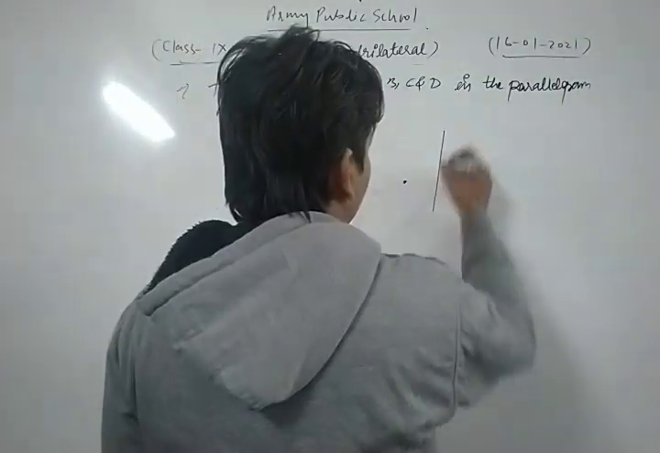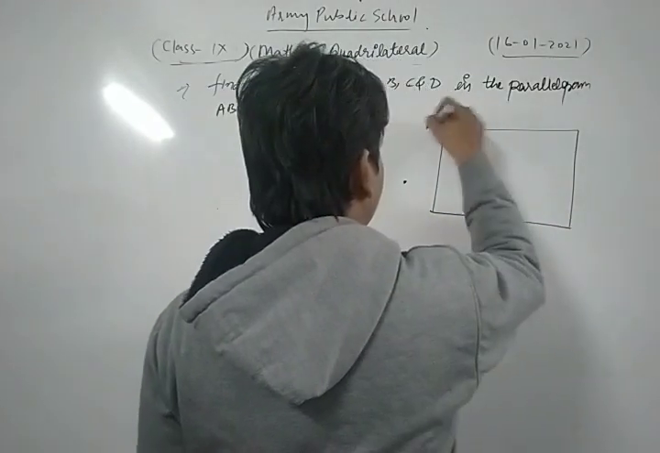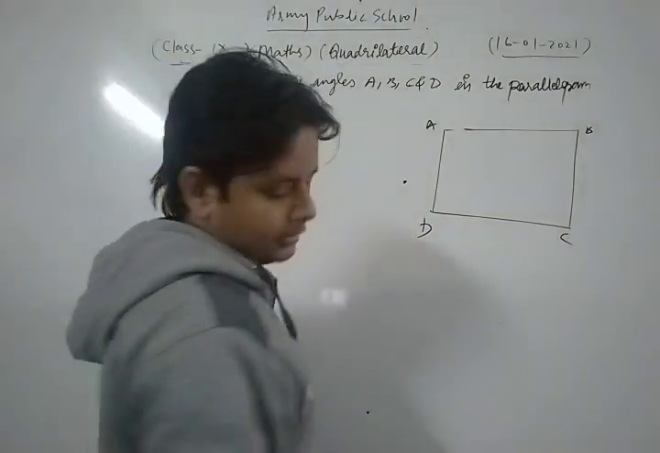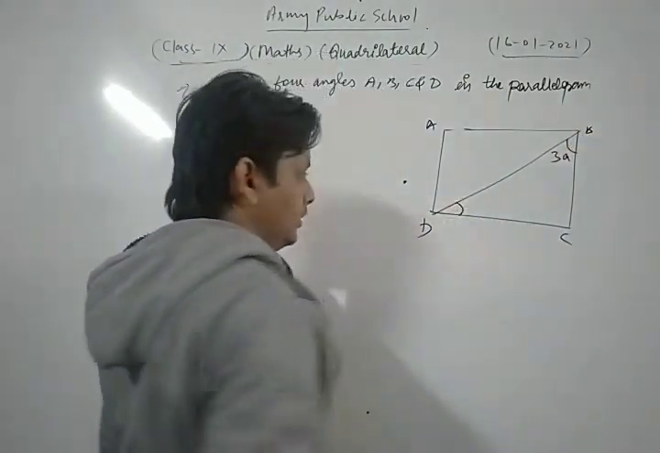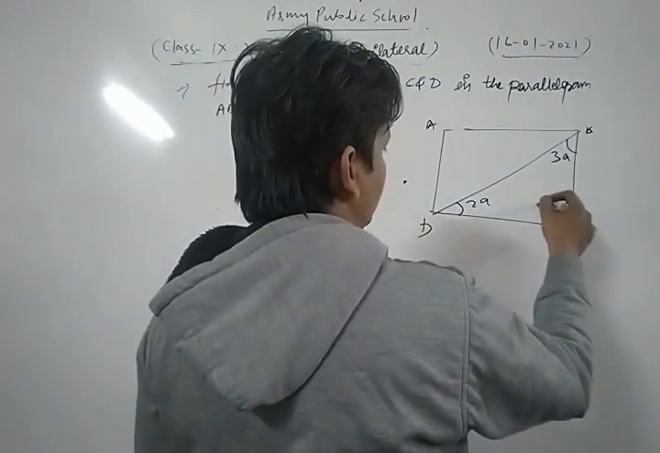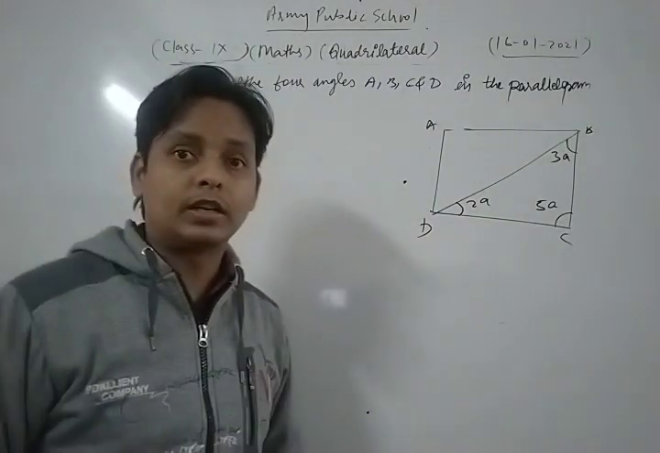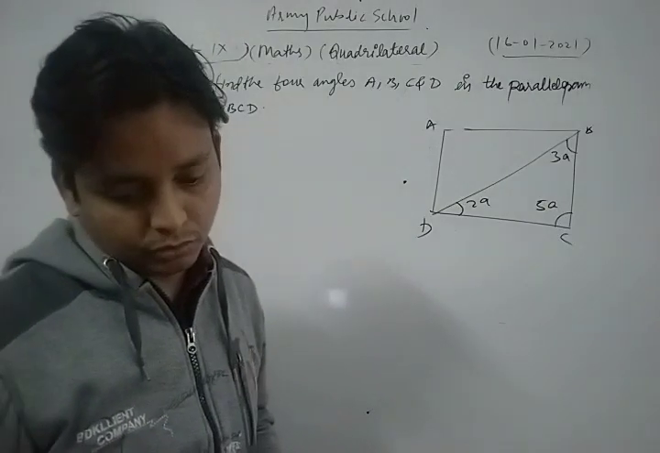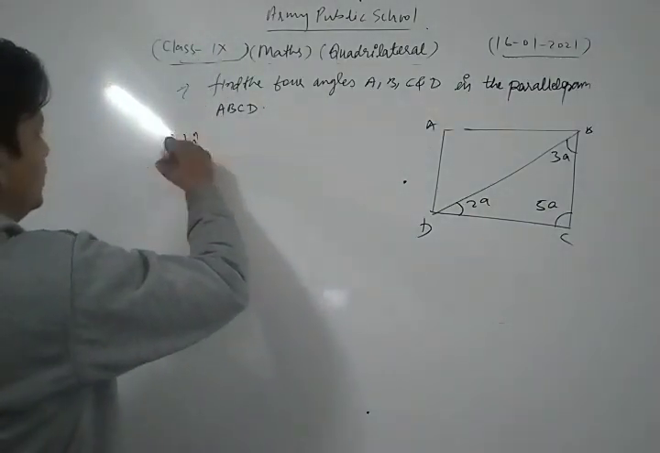Here this is given as ABCD, where the angles are 3A, 2A, 5A, 2A, 5A respectively. Okay dear students, now we find the value of each and every angle. So first of all, let's see its solution.